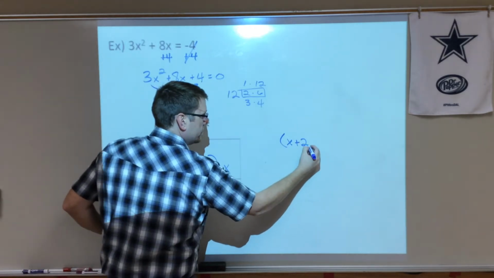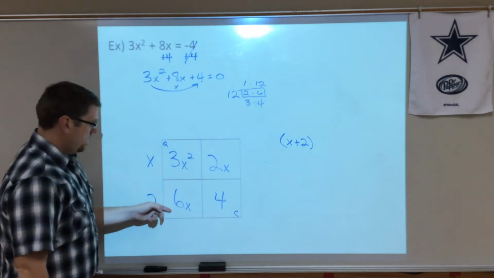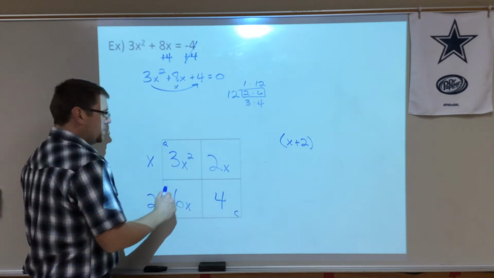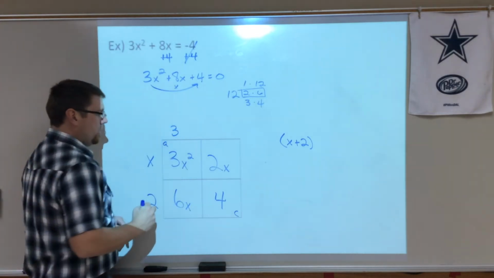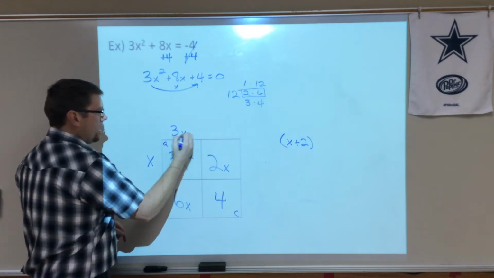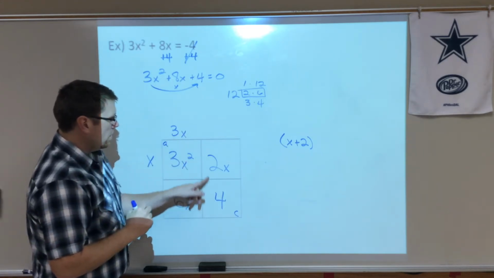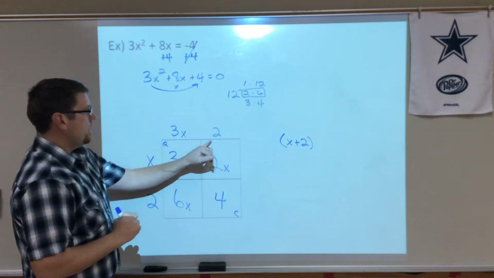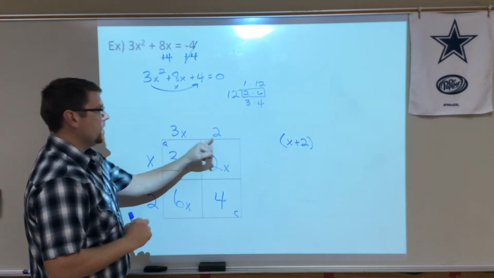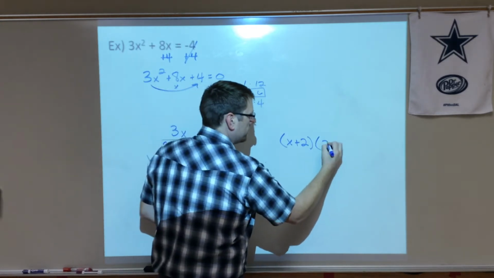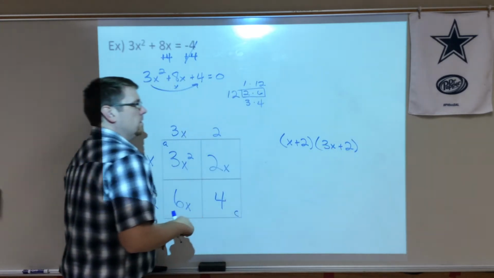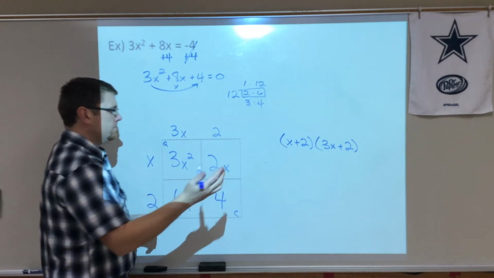Right here is one of my factors. x plus 2. GCF of 6x and 3x squared. Both of those divide by 3, and they share an x. 4 and 2x, both of those divide by 2. Here's my other factor right here, 3x plus 2. Now, that's where we stopped last time.